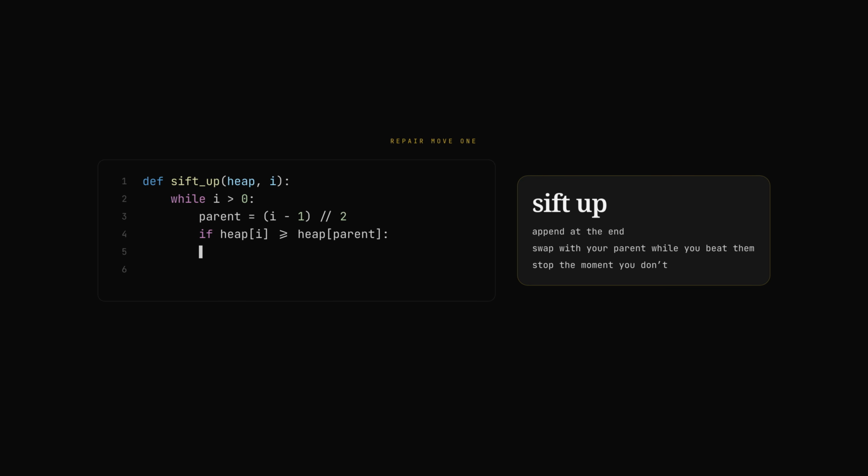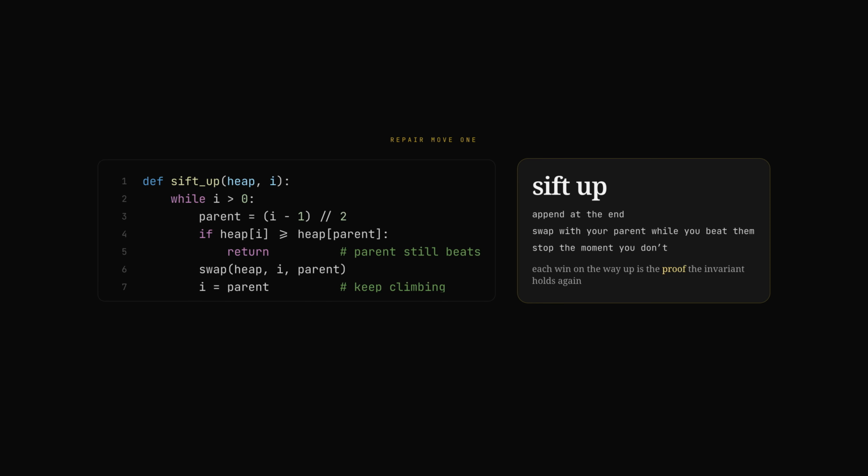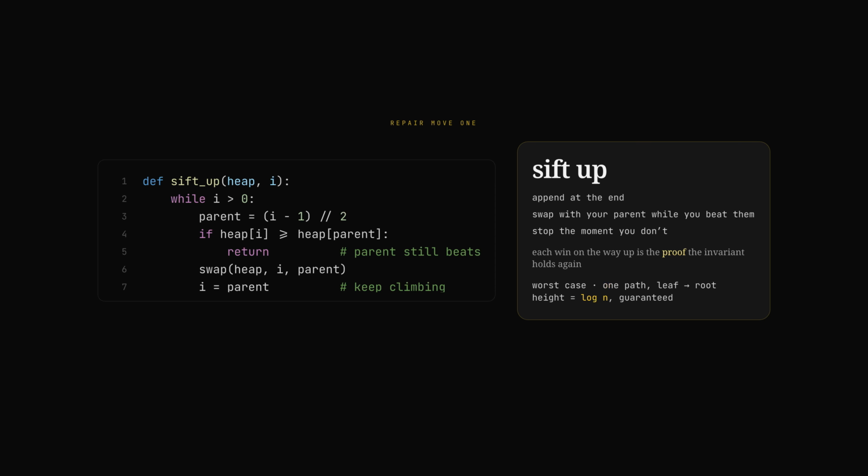This is sift up. Append at the end, swap with your parent while you beat them, stop the moment you don't. Each comparison it wins on the way up is exactly the proof the invariant holds again. Worst case, it walks one path from leaf to root, and the height is log n, guaranteed. So insert is order log n, always.